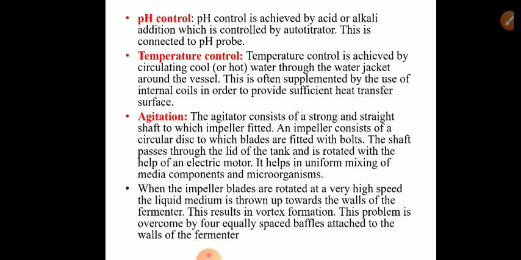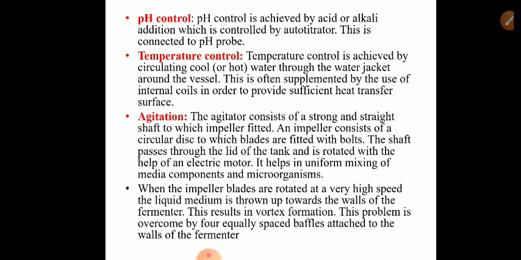Okay. Agitation. Agitation is the process of mixing. Mixing is done by a device called an agitator, right? The agitator consists of a strong and straight shaft, that is a rod, to which impellers are fitted. An impeller consists of a circular disc to which blades are fitted with bolts. The shaft or the rod of the agitator passes through the lid of the fermentation tank. There is a bearing through which it passes through the lid and goes inside the tank. On the outside, a motor is attached and the agitator is rotated with the help of an electric motor fitted outside the lid of the tank.